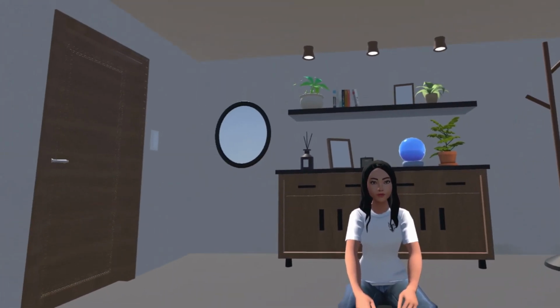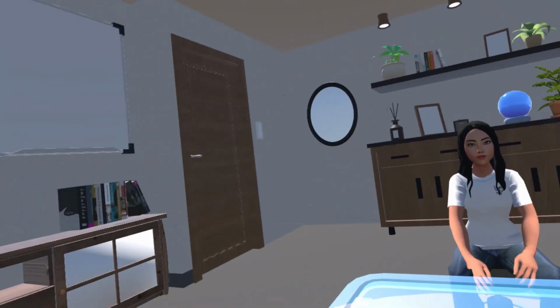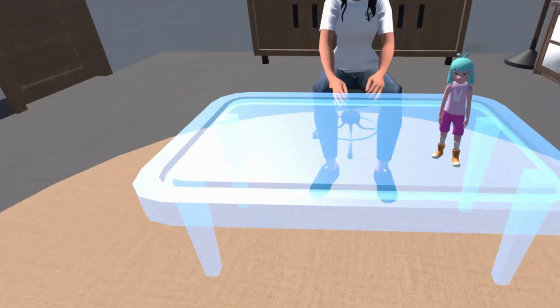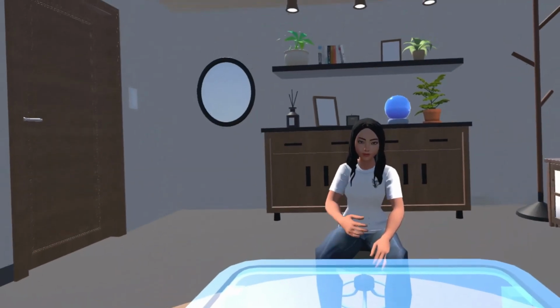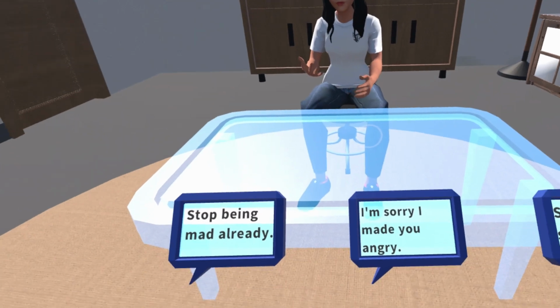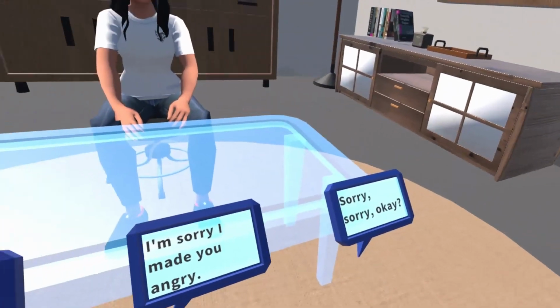Nod your head to show that you understand how the other person feels. I don't want to accept your apology right now. I need some time alone. The other person says no. Choose an accepting response and place it in the center of the table.